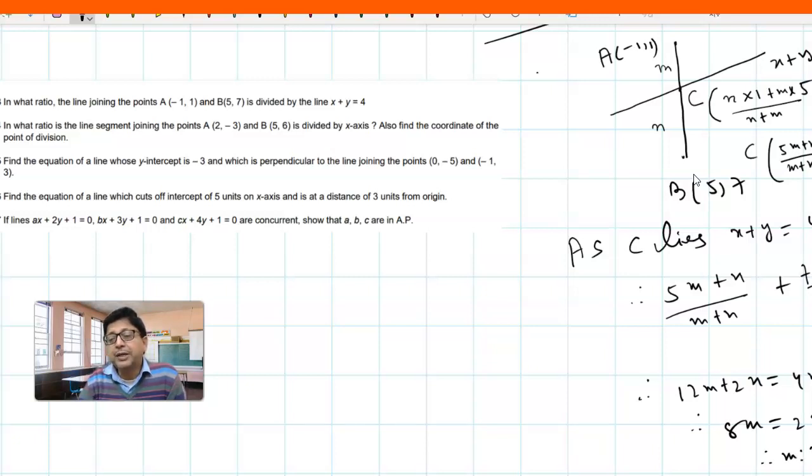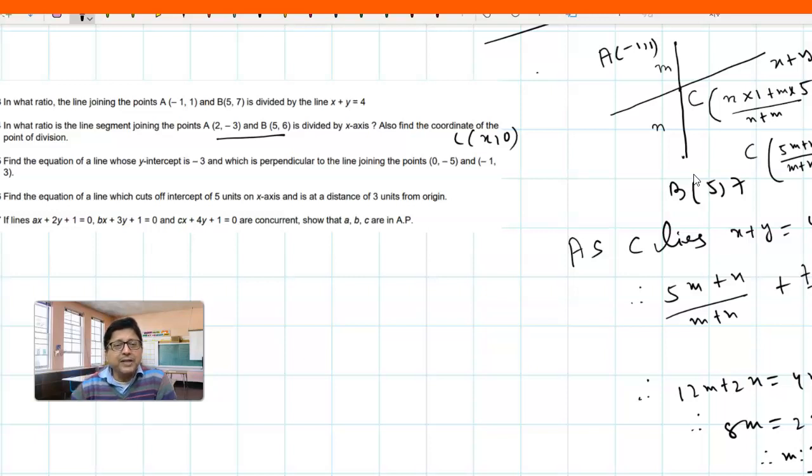So M is to N is 1 is to 2. Done. Now in the same manner, in what ratio is the line segment joining this and this divided by the x-axis? You will assume that this point C be a point on the x-axis. Then C's coordinate will be what? X comma 0. This y coordinate you compare to 0 in the section formula to get the ratio in which the x-axis divides.